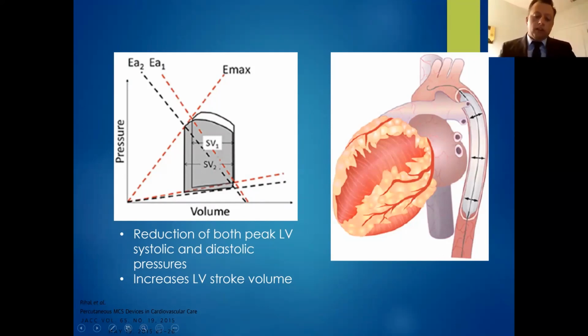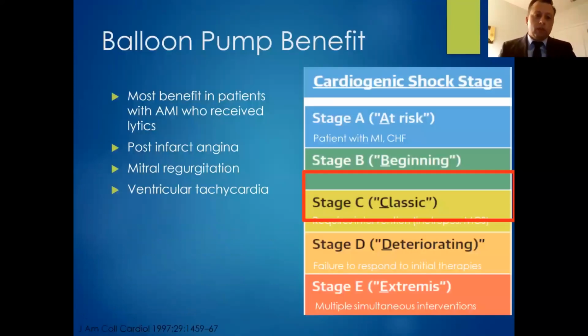It does not increase your cardiac output that significantly. What we're talking about is about half a liter a minute of cardiac output, 1 liter at most. The balloon pump benefits patients that have an acute MI, that receive lytics, post-infarct angina, mitral regurgitation, or ventricular tachycardia. It primarily may help those that may be in stage B shock and are awaiting either a transplant or an LVAD, and some patients in C. But we don't really know exactly which patients within the classic cardiogenic shock it is helpful for.